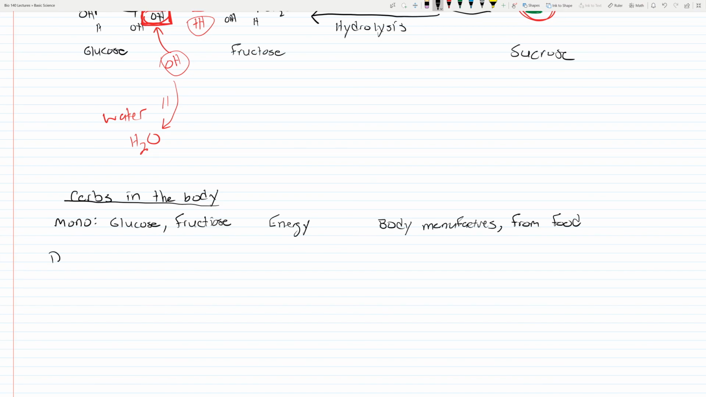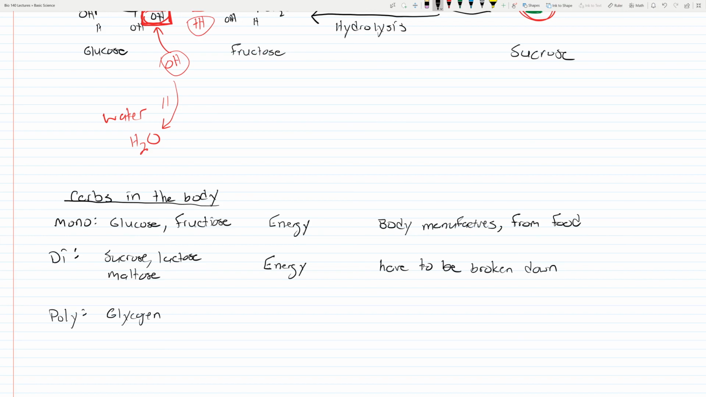Our disaccharides: sucrose, lactose, maltose. What are they used for? Energy. And they have to be broken down. And then the polysaccharides, glycogen, storage. Where do you find them? They are found in cells, particularly the liver and muscle. That's just a quick summary of the carbs in the body.